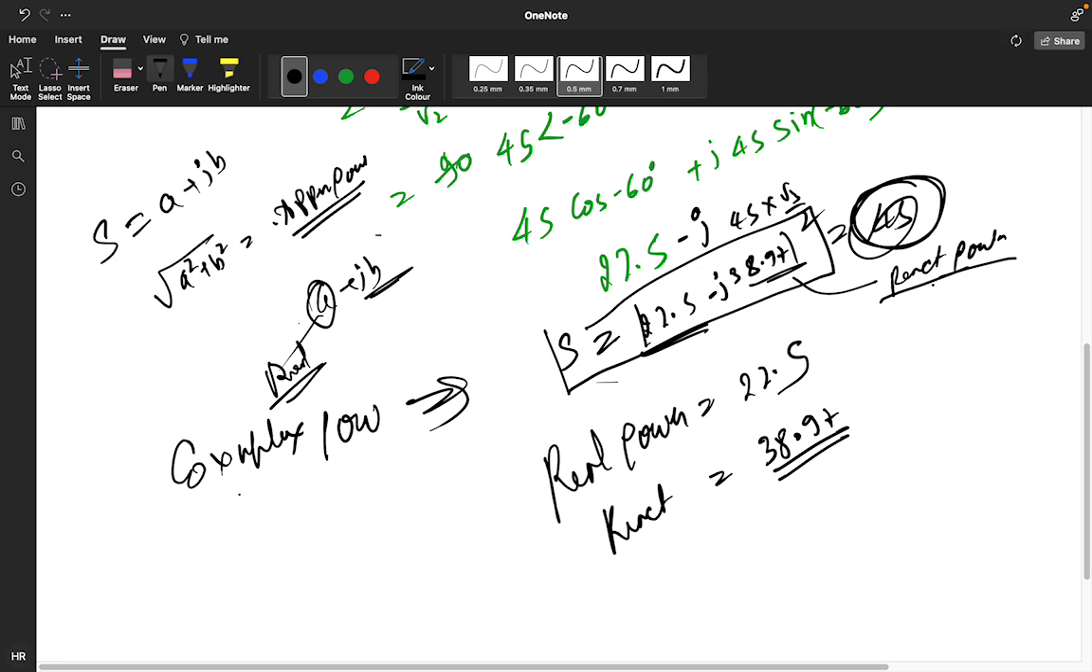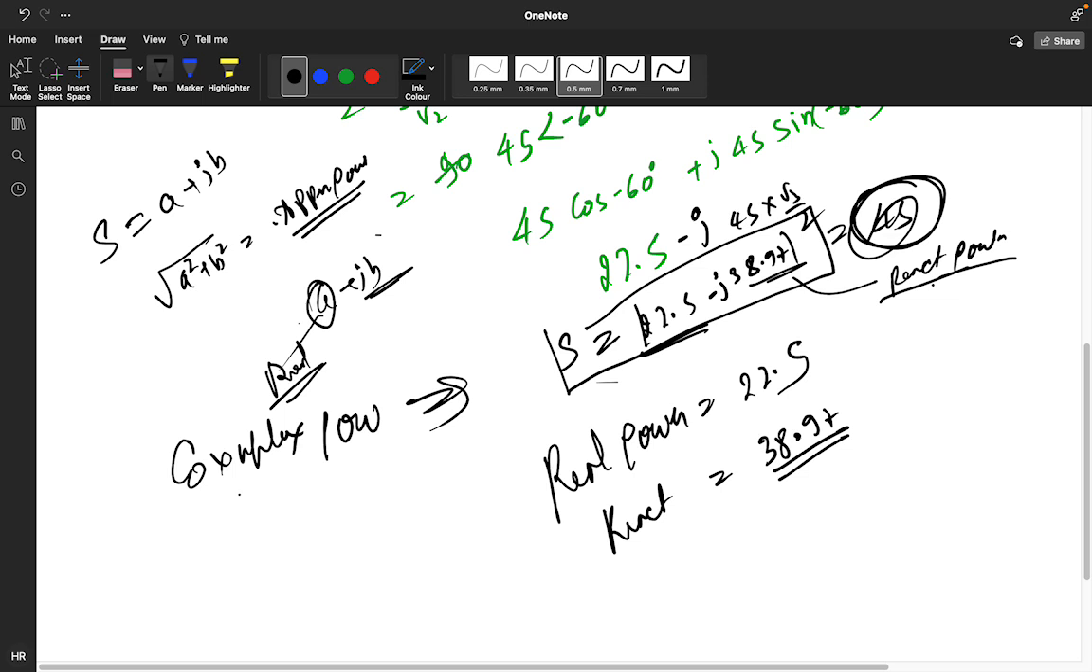So can anyone tell me, in this, what are we getting, lagging power factor or leading power factor? If I am directly asking lagging or leading, then what will you say? Is this lagging or leading? Anyone? Vaishnavi, is it lagging or leading?